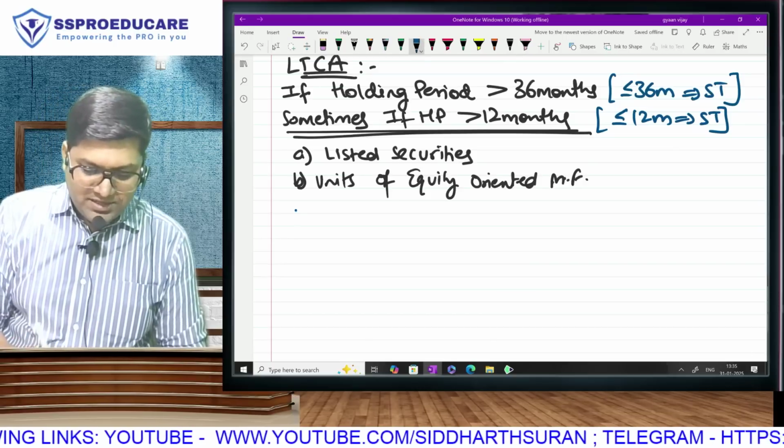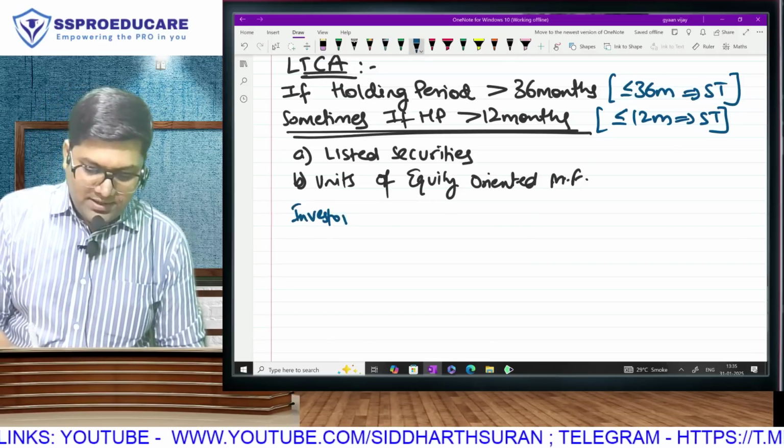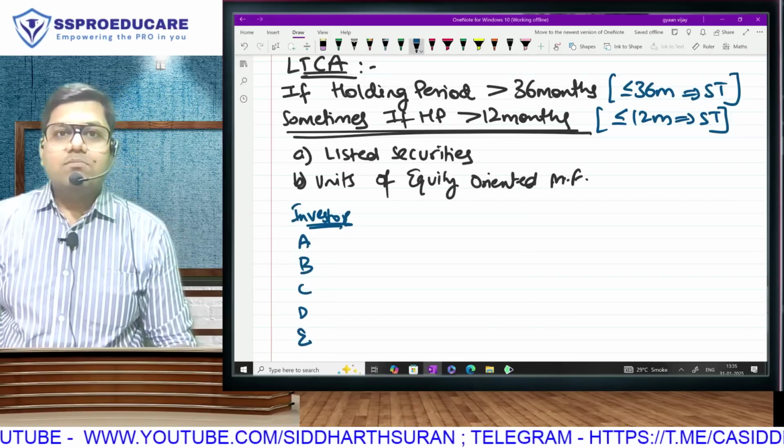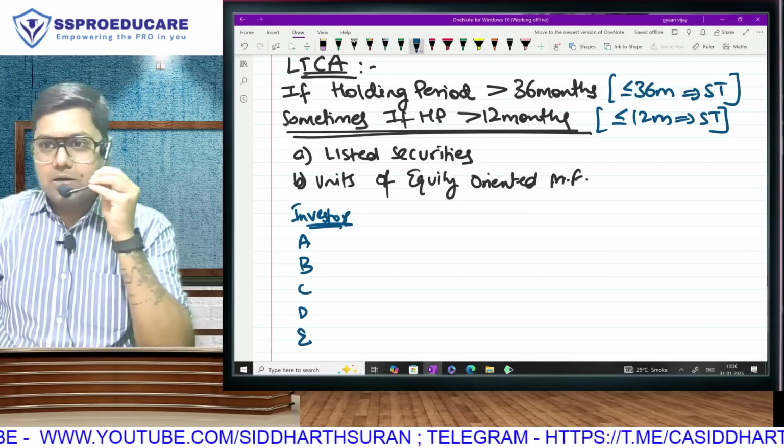Supposing the market has some investors, A, B, C, D, E, who are interested in investing in the markets, but no knowledge.